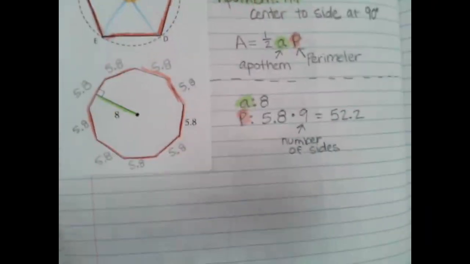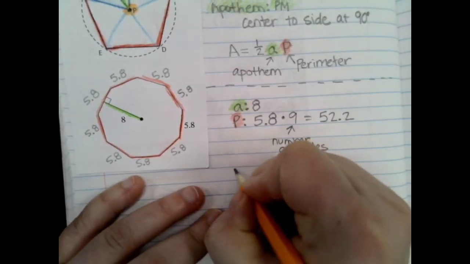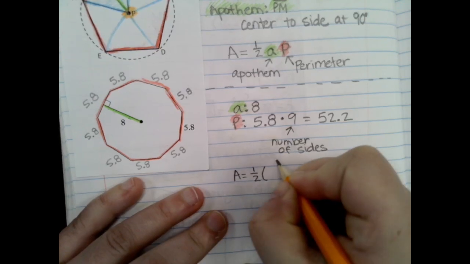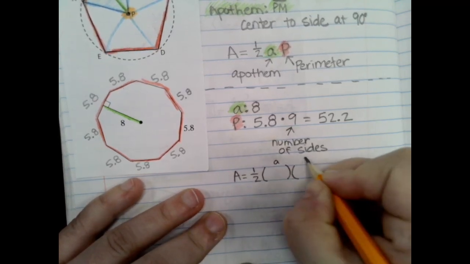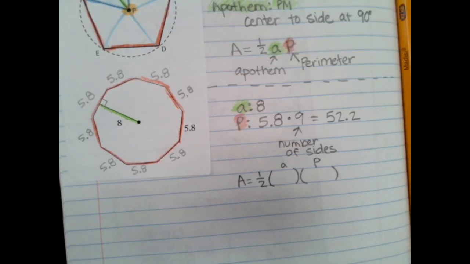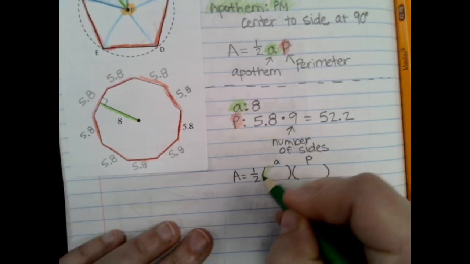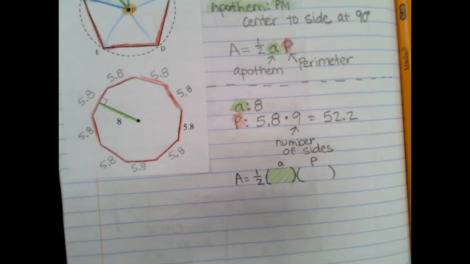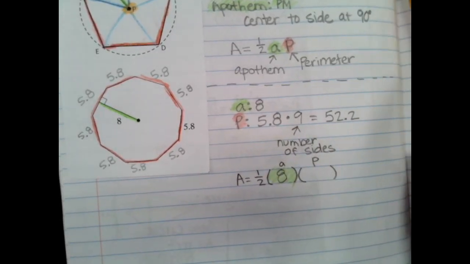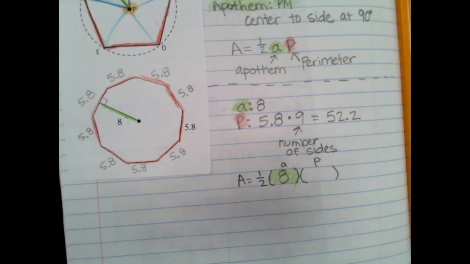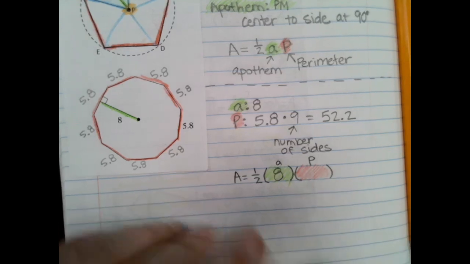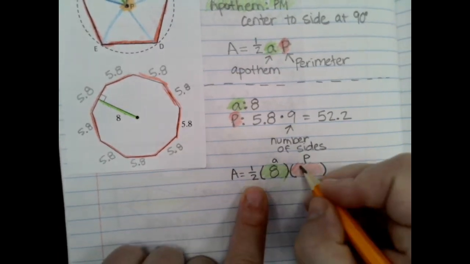Okay, so now to find area, A equals, it goes 1/2, and then we do our apothem, and then our perimeter. So we're just filling those in. What was our apothem? 8. And then our perimeter, 52.2. When you put this in your calculator, how can I put 1/2 in my calculator?